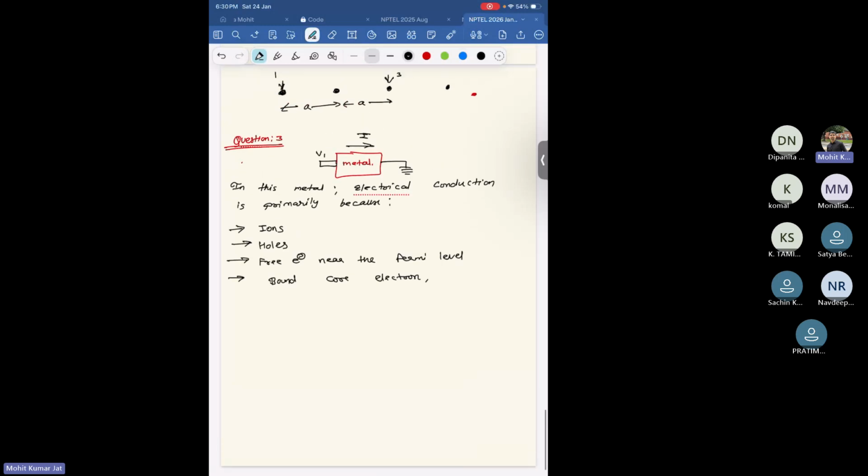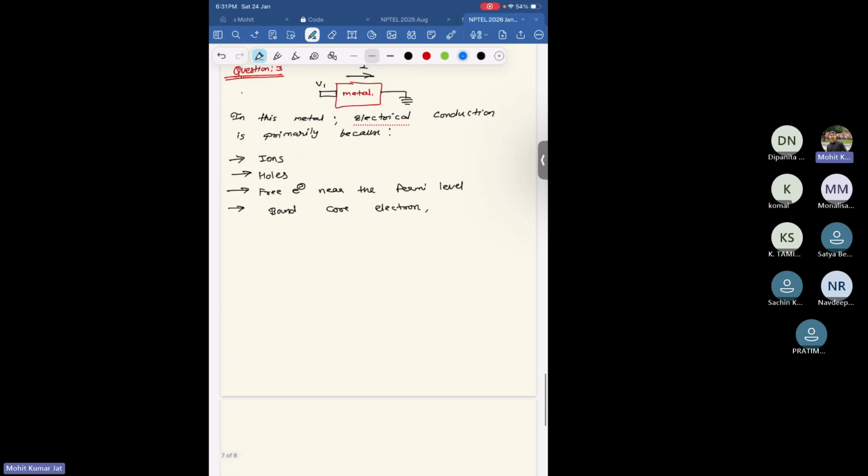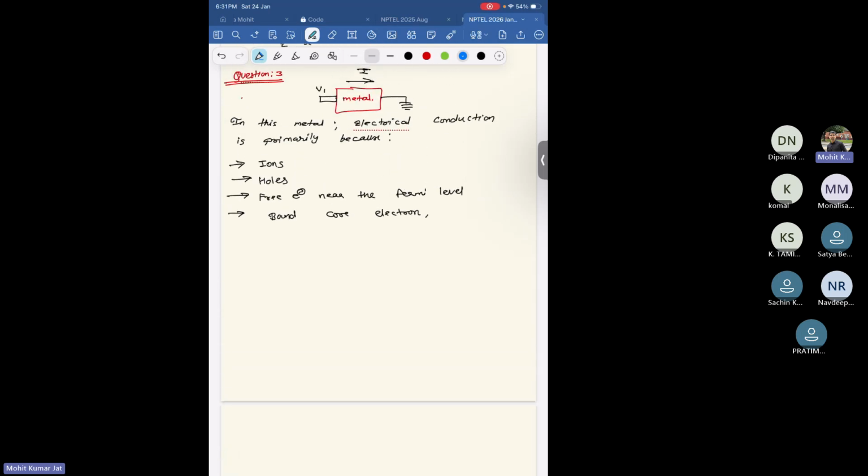Does anybody have an answer to it? This is the basic of condensed matter physics, right? This is what we keep saying in our day-to-day life, that the electrons which are there near the Fermi level, they only contribute. But can anybody explain why it is so? Okay, let me then. The correct answer is the free electrons which are there near the Fermi level.